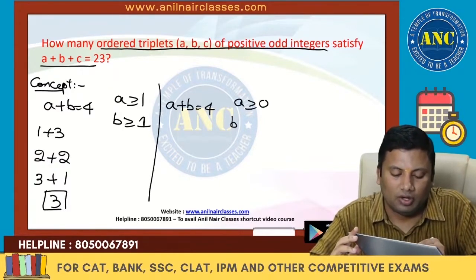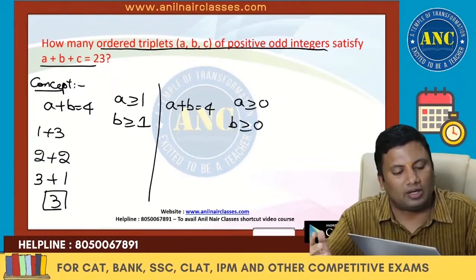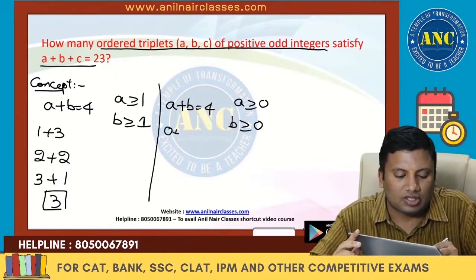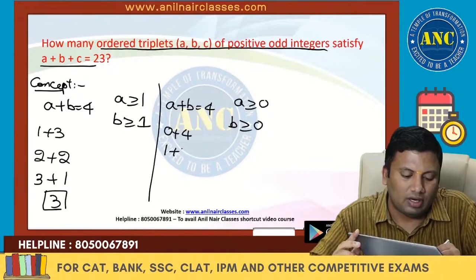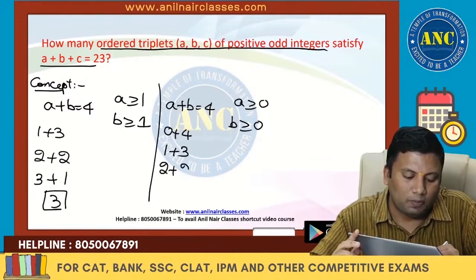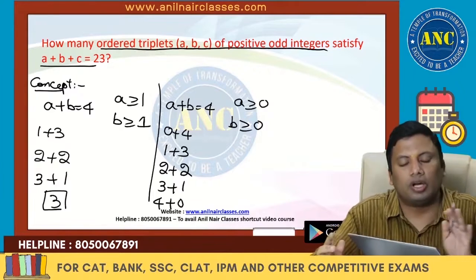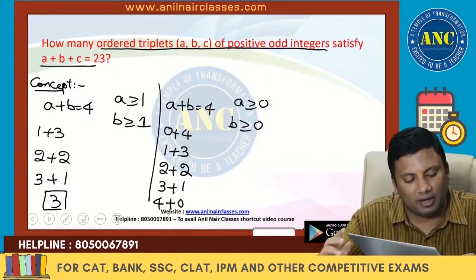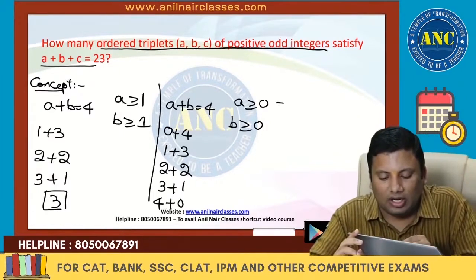Suppose the question is A plus B equals 4, A greater than or equal to 0, B greater than or equal to 0. How many solutions will we get? 0 plus 4, 1 plus 3, 2 plus 2, 3 plus 1, 4 plus 0. You don't need to use any separate formula for this. This can be solved like this.